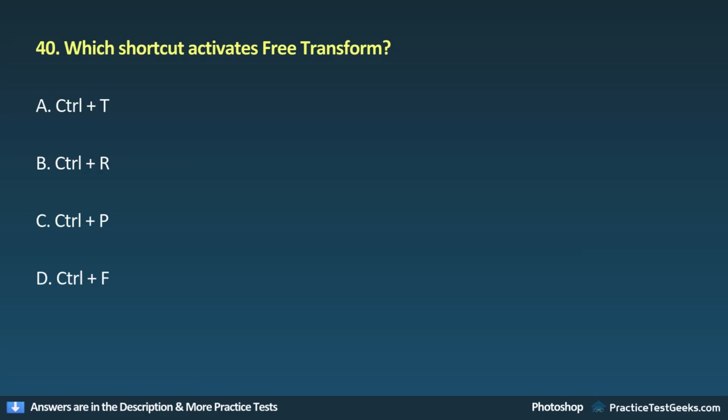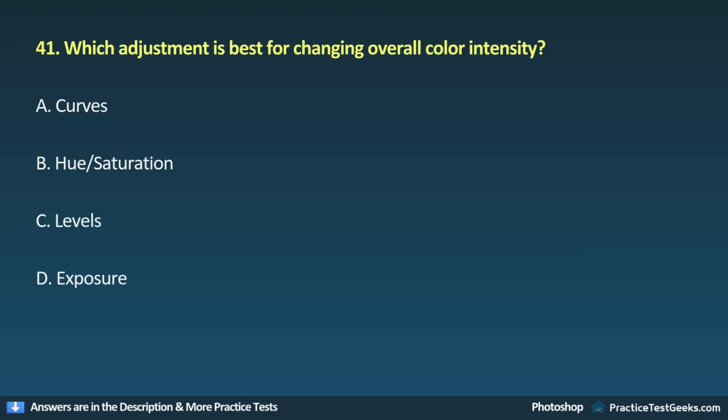40. Which shortcut activates free transform? A. Control-T. B. Control-R. C. Control-P. D. Control-F. 41. Which adjustment is best for changing overall color intensity?